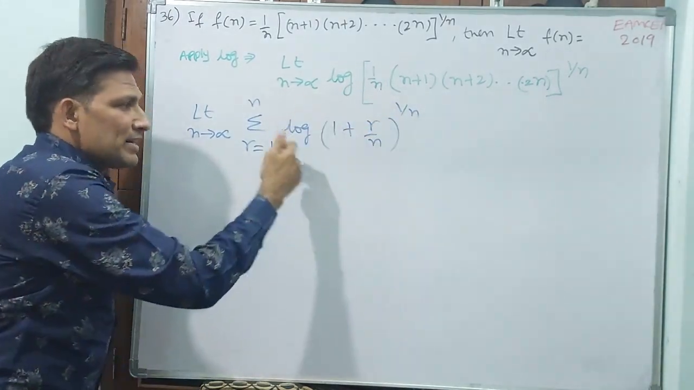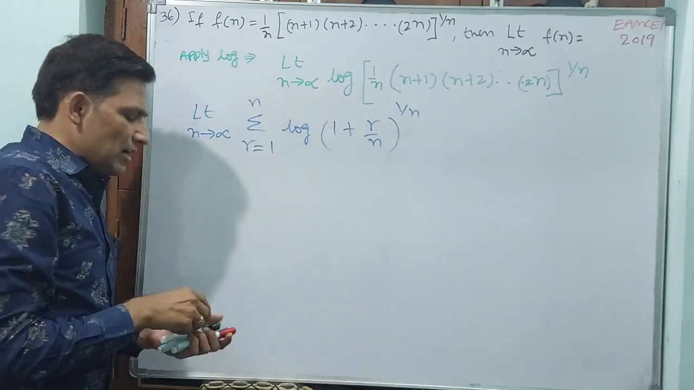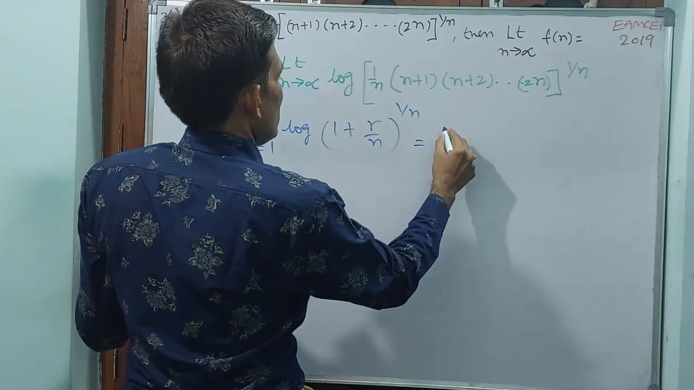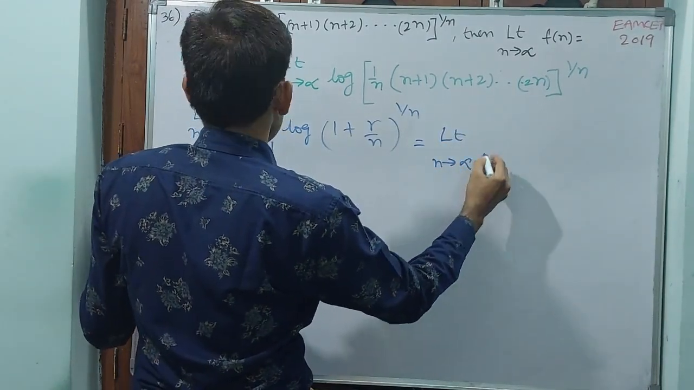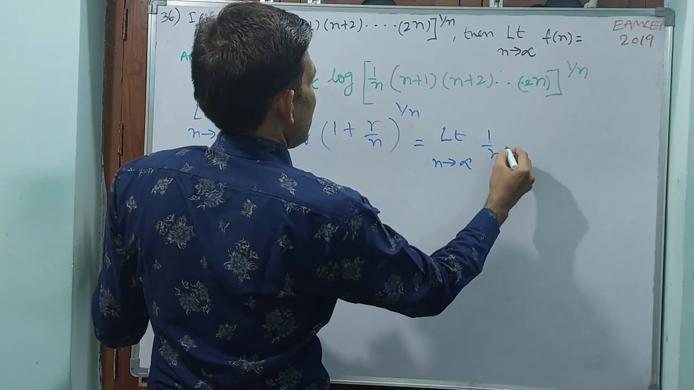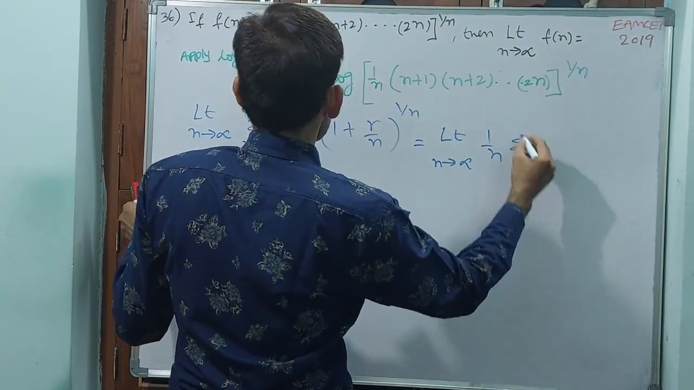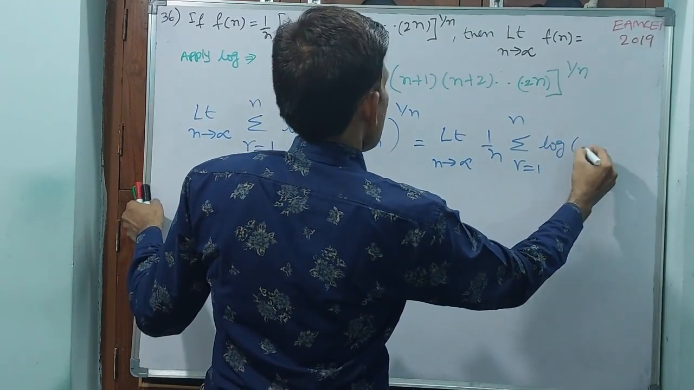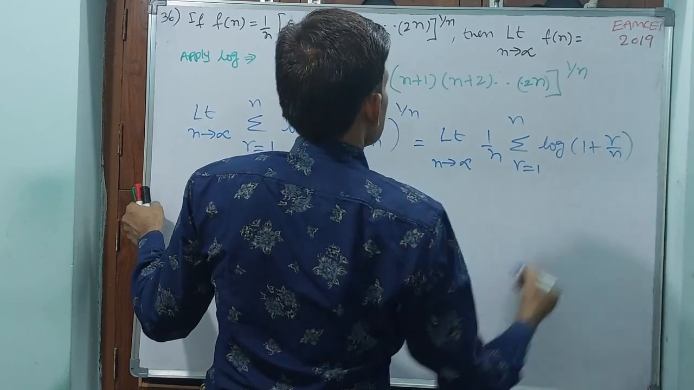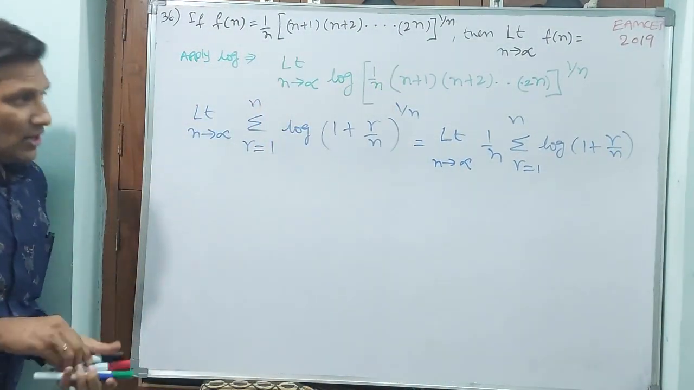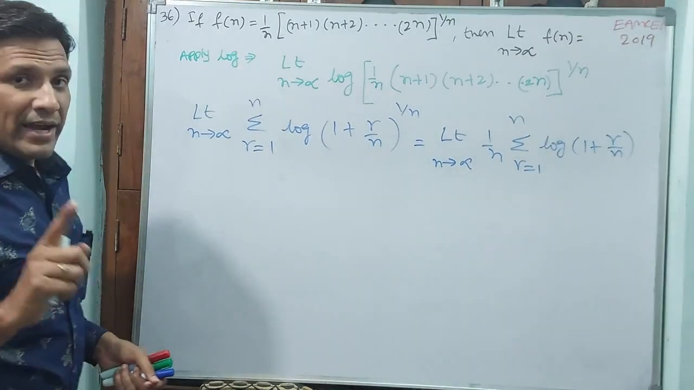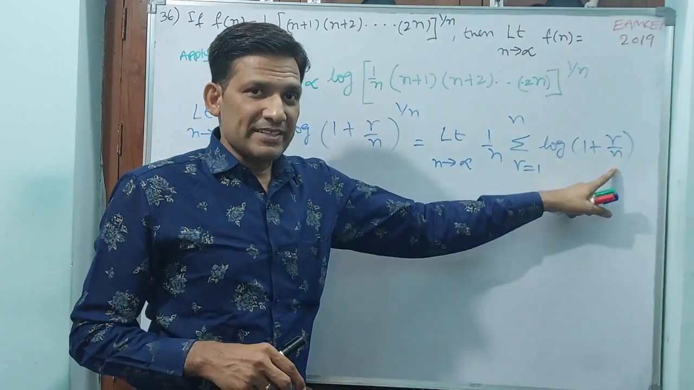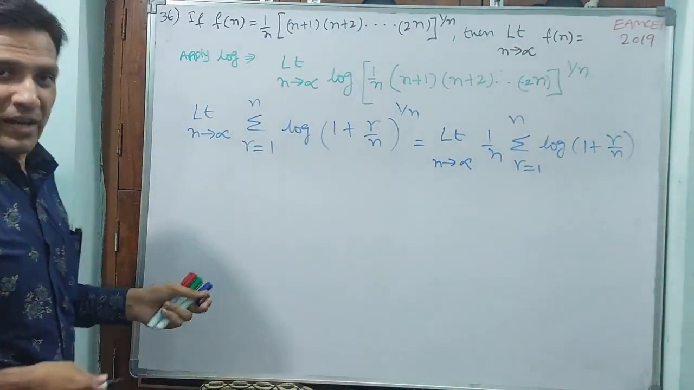Now this 1 by n you bring it down. Why? Because log m power n is equal to n log m. See how I am writing now. This is equal to limit n tends to infinity, 1 by n sigma r is equal to 1 to n, log of 1 plus r by n. Now this 1 by n is not there, so you can convert this into a definite integral, provided the definite integral will contain this log, not only 1 plus x, log of 1 plus x will come. That is the logic here.